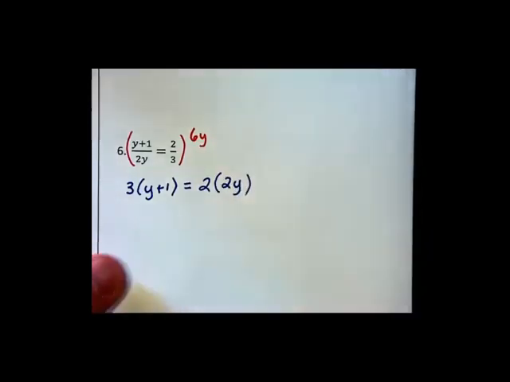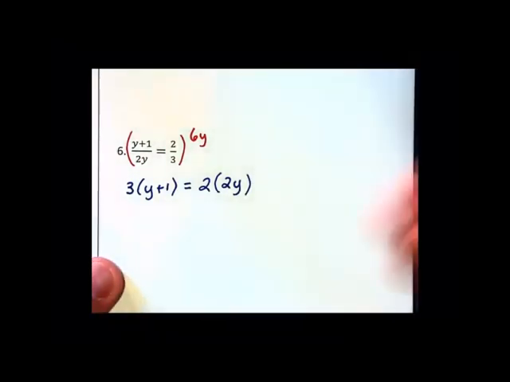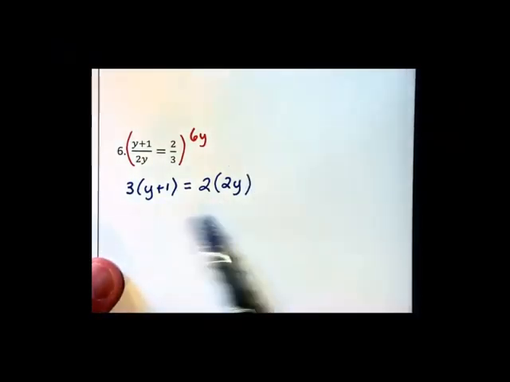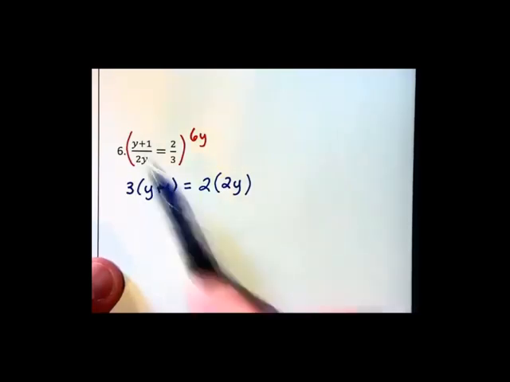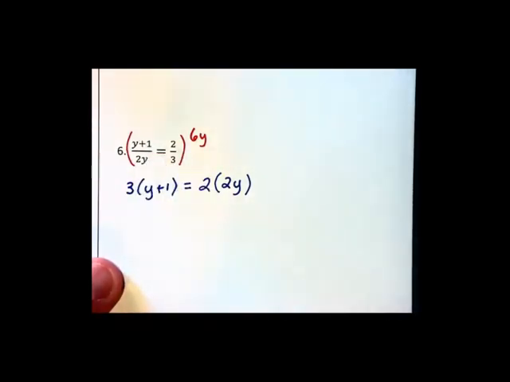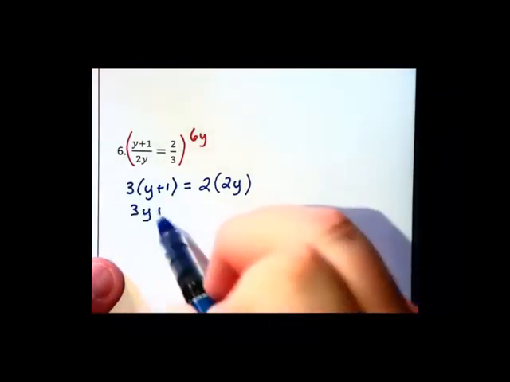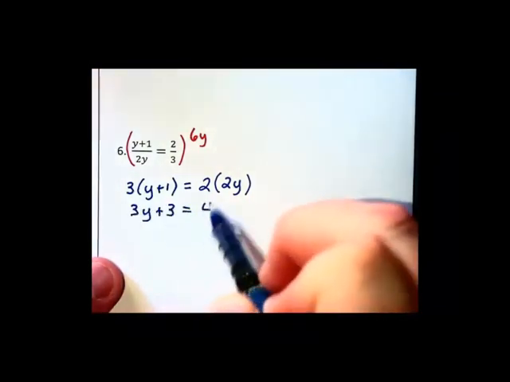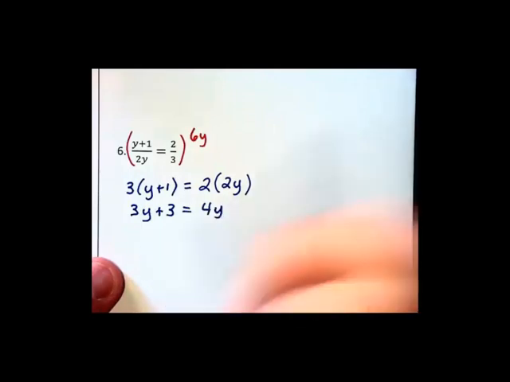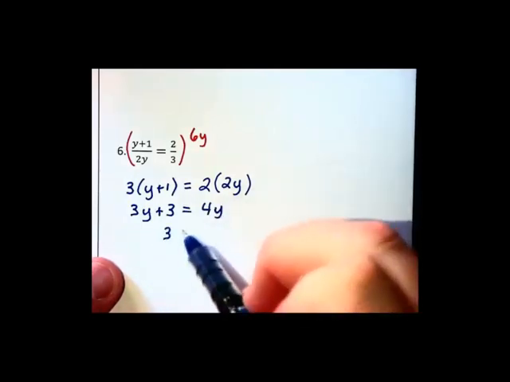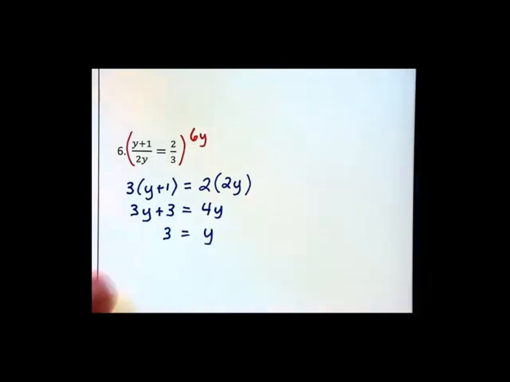Now let's stop there for just a second. Notice what we get here. This is what we would have had anyways had we cross-multiplied. Notice each diagonal is represented here. Okay, end of our little side trip there. 3y plus 3 upon distribution equals 4y. Let's subtract the 3y off both sides, and we get y equals 3 as our solo solution.